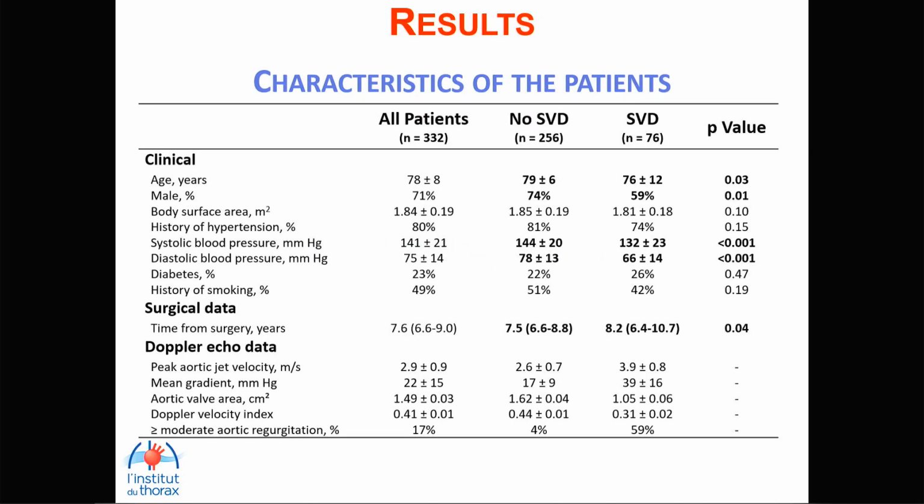So here are the characteristics of the patients. The cohort is a classical cohort of patients who underwent aortic valve replacement, and there are few differences between patients with and without SVD. The SVD patients are a little bit younger, more female, and have lower blood pressure. There is also a small difference in the time from the initial surgery: it is 8 months longer in the SVD group.